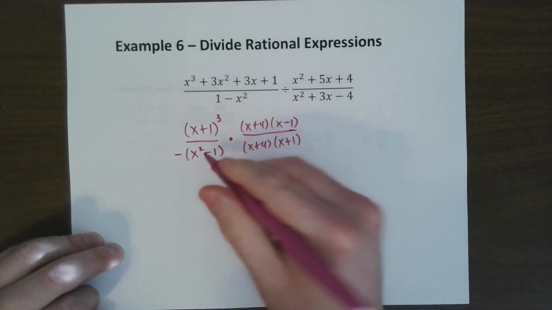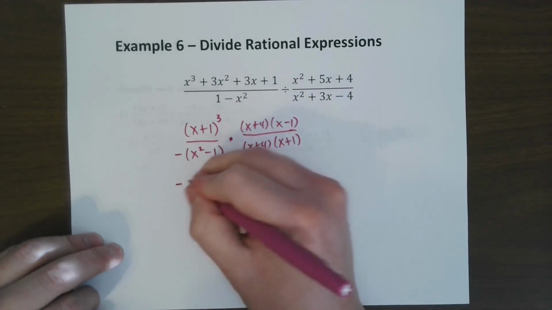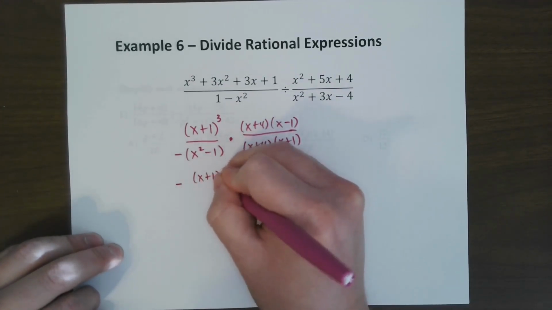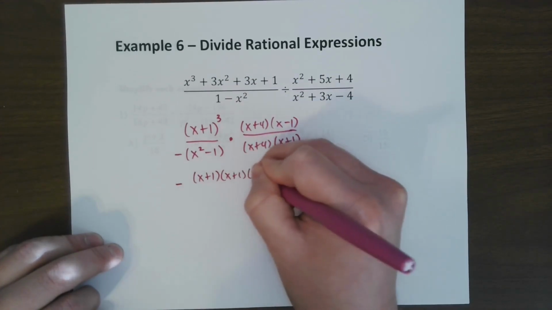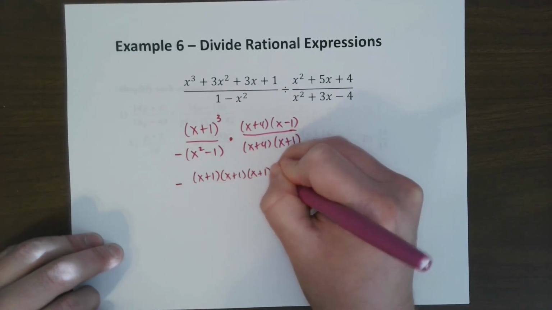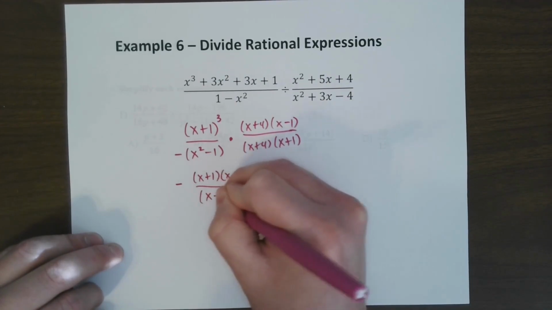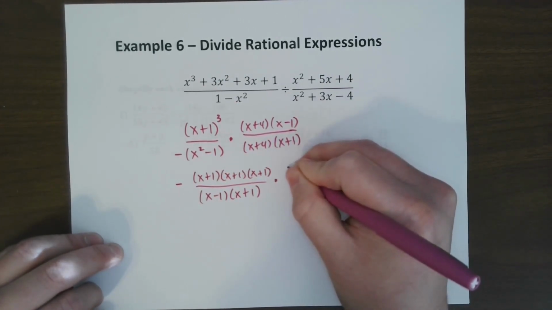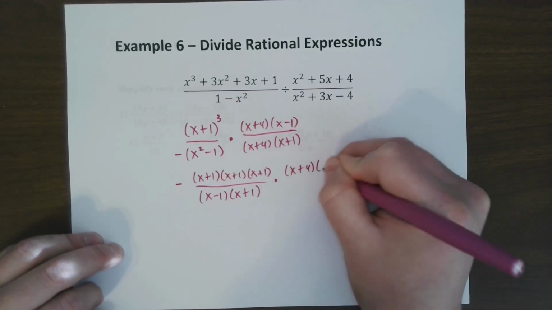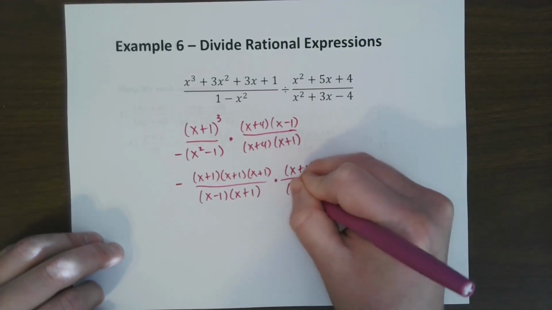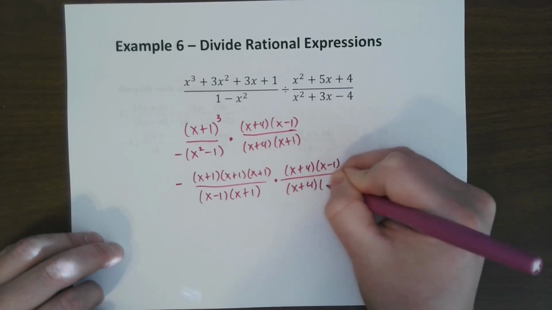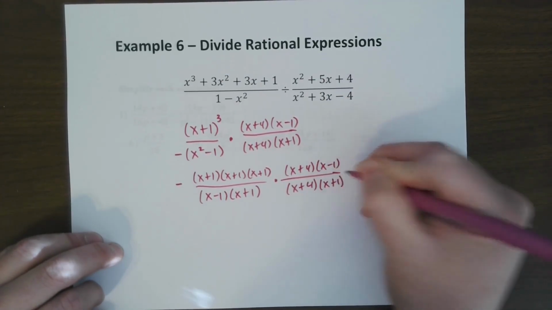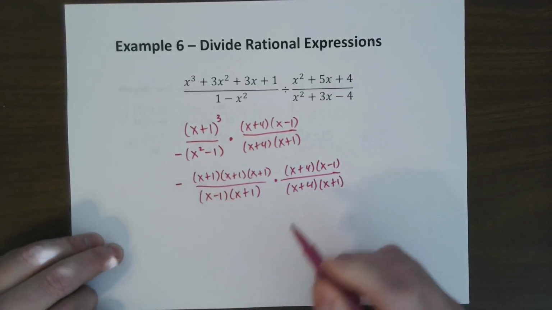And now basically I'm going to factor some more. So I got negative. I'm going to go ahead and write this 3 times just because I like doing that. So x minus 1, x plus 1 times x plus 4, x minus 1 over x plus 4, x plus 1. And now we just look what's same on top.